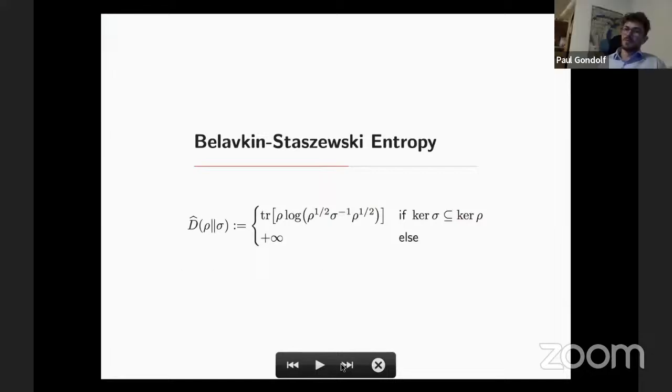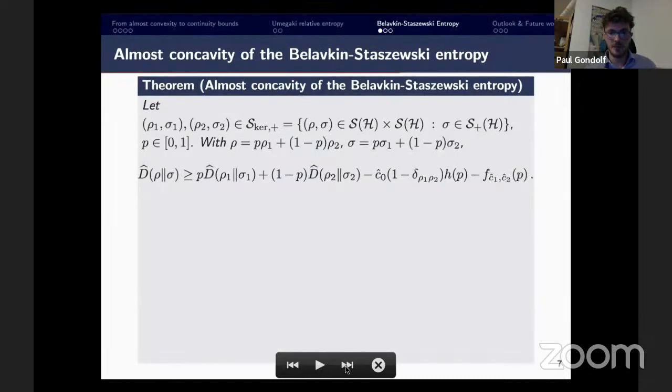So now I want to come to the Belavkin-Staszewski entropy, and some of you might not be familiar with the definition of this one, so I've written it down here as well. For this quantity, no continuity bounds have existed so far, so these things are really new. And we again go along the same lines as with the relative entropy. So we first of all prove almost concavity. The joint convexity has been proven in the literature as well. So we don't dive into that one, but only consider the almost concavity.